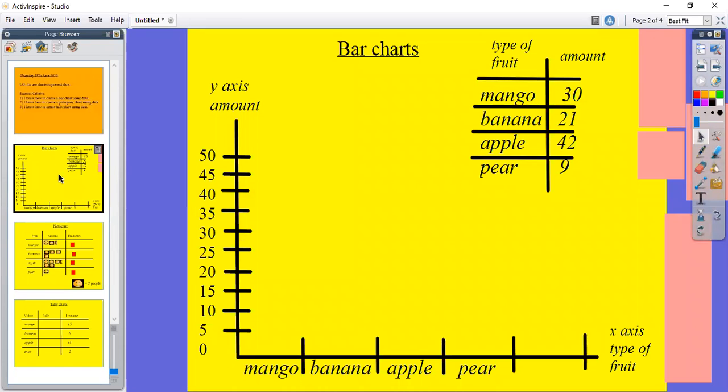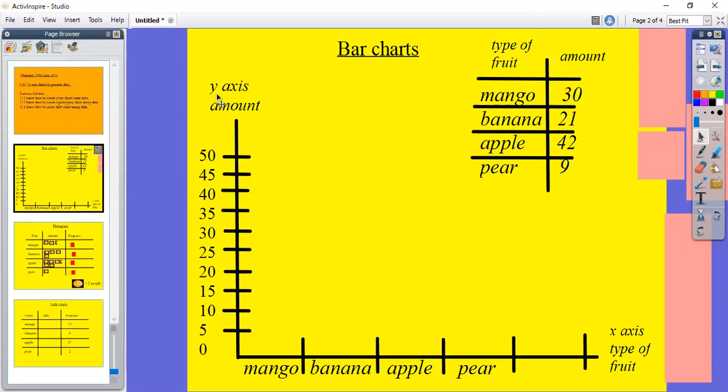So firstly, I'm going to explain how you would create a bar chart. On my page, you can see that I have actually created my chart already. I'm going to just quickly go through how you would do that. The first thing I need to do is look at my information. So I can see from my data, I'm focusing on the types of fruit and the amount of people who like that fruit. So along the bottom, which we call my x-axis, I've put the different types of fruit. So I've got my mango, banana, apple, and pear.